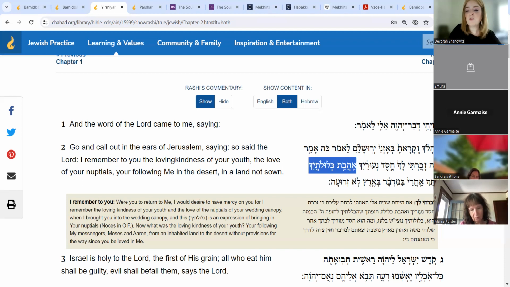I remember the love of your nuptials. What is the love of your nuptials? What is the love of your youth? What is the love of the youth of the Jewish people? What is it that God remembers on our behalf? What is it that He gives us credit for? What is something that stands us in good stead?